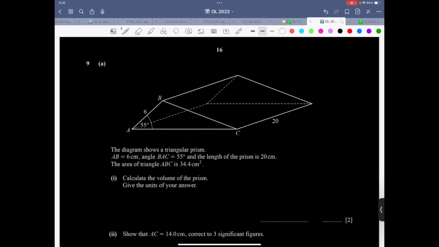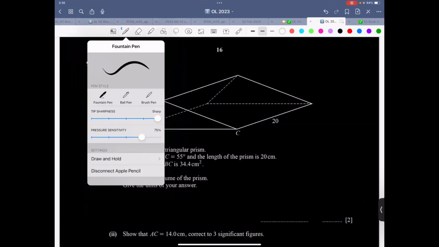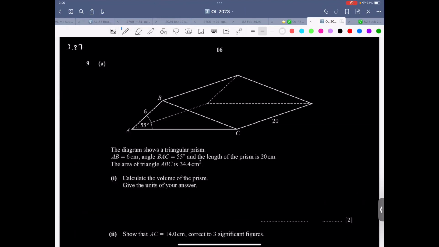So now let's continue with question number 9. And after a 50-minute period, now we are starting at, let's say, 3:27. So from question 9 onwards.